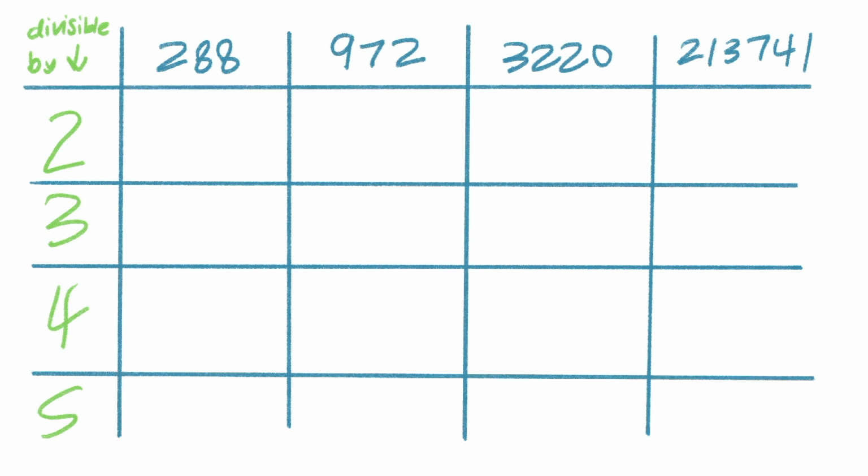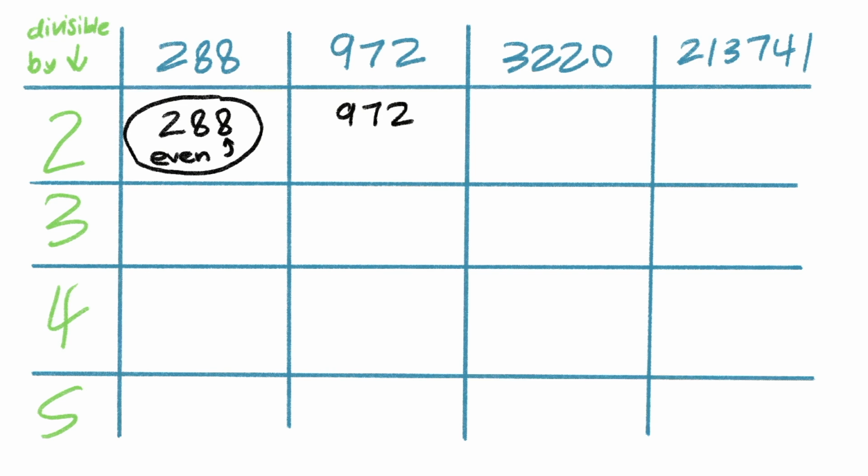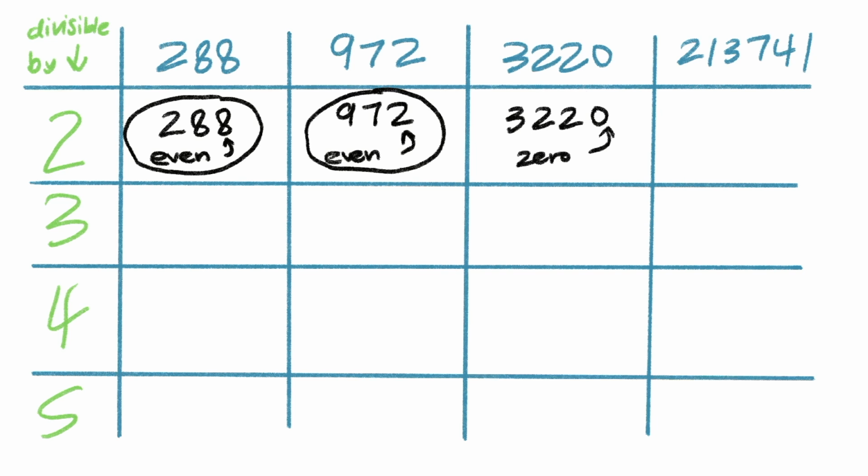Check these numbers out. To the left here, we have 288. So we're going to focus on the 8 right here because it's the last digit, or the units digit, and 8 is even, so this means 288 is divisible by 2. Looking at 972, we see the units digit is 2, so the number is obviously even. 3220 ends in a 0, so that means this number is divisible by 2 as well.